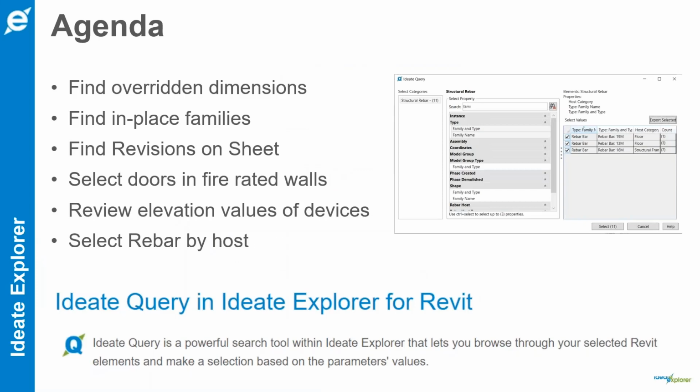Just to check in here, we did overridden dimensions, we did our in-place families, we found the revisions on sheets. Next, we're going to go through the fire-rated walls, and then review elevation devices and select rebar host.